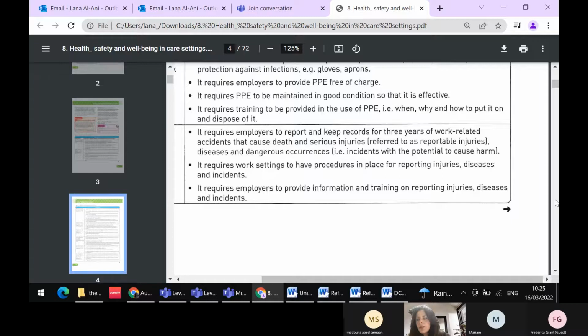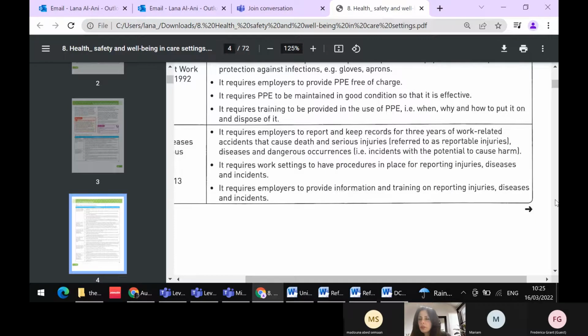It requires the work setting to have a procedure in place about how to record it and when to record it, and there is a form for accidents to fill in. And also it requires the employer to provide information and training for the people. If there are any injuries or diseases and you never had any training, you're stuck because you don't know how to deal with it. So it requires the employer to provide excellent training for the people.